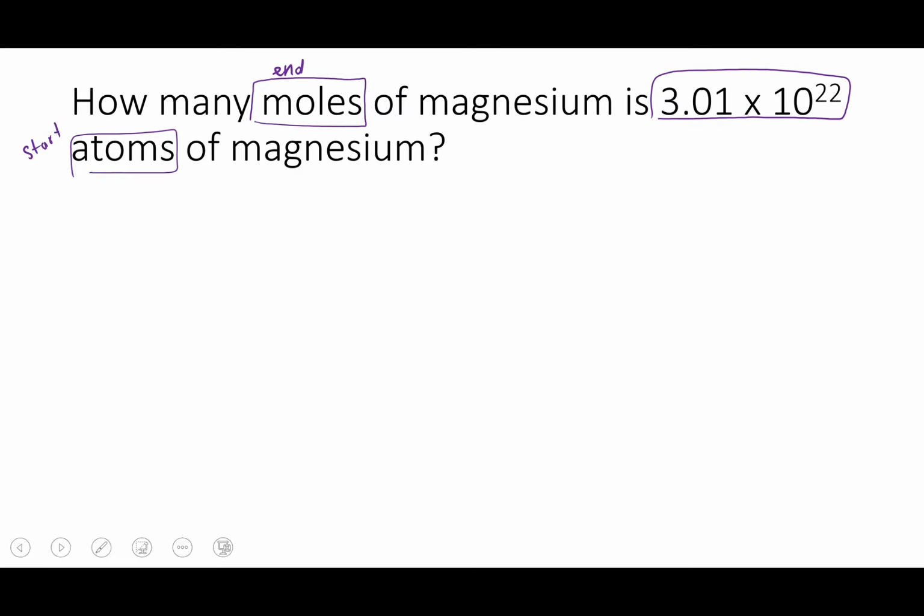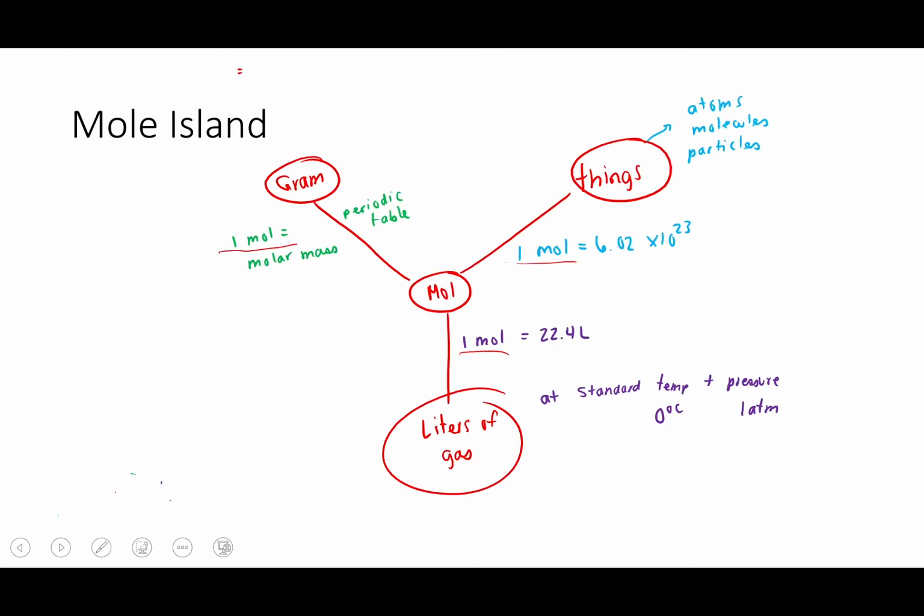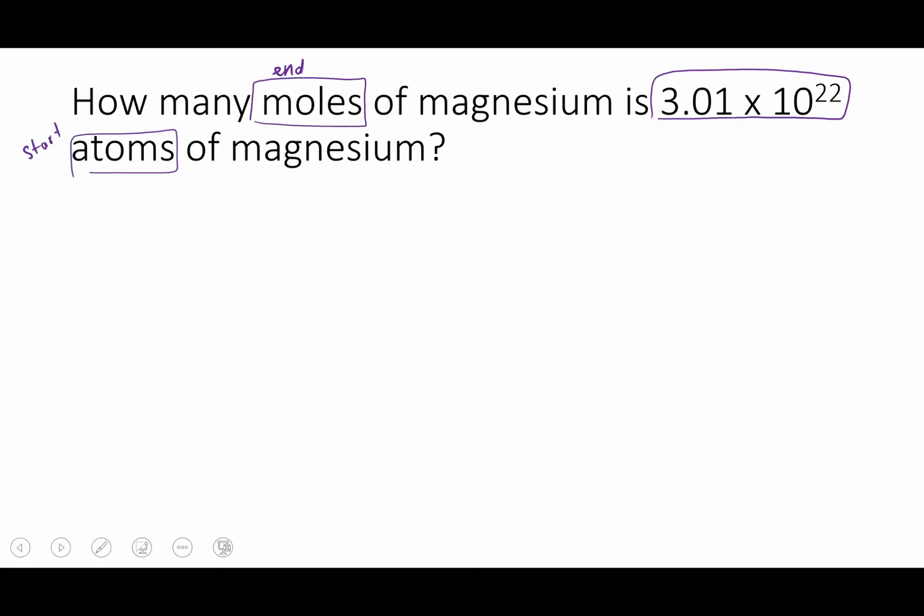So I'm going to look back at Mole Island really quickly. I'm here on Things Island, and I want to get to Mole Island, and so I can see that that's a direct relationship. I have a direct flight. So what I'll do is I'll just draw that part of the island for us. So I have things, I have moles, 1 mole equals 6.02 times 10 to the 23rd.